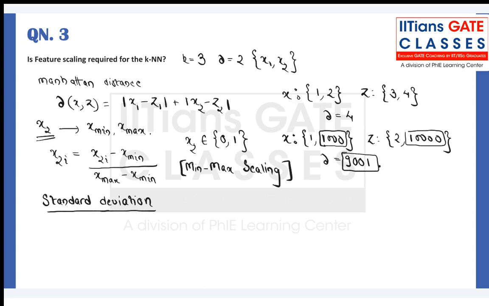Standard deviation of a data set, let's say, is given by small s. Then for each data point, you can do something called standardize it. So x minus the mean of the data set, divided by the standard deviation s. This is called standardization.